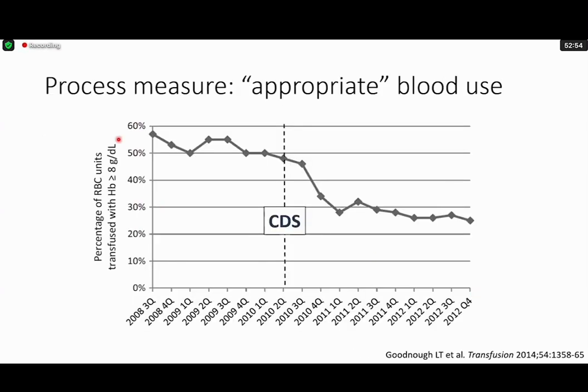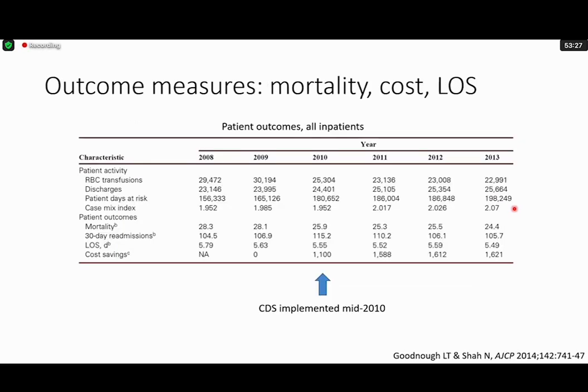So this is an example of a process measure. This is a Stanford study looking at how CDS affects, can you use CDS to get people to transfuse less when the hemoglobin is above 8. And you can see when the intervention is put into place, there is a drop. But the other thing I think you can appreciate is it was already kind of going down before the alert was put into place. So how much of this was due to the alert versus some other kind of process like education? Hard to say.